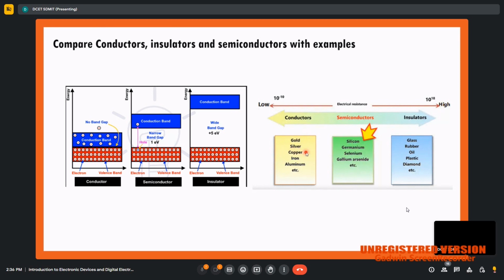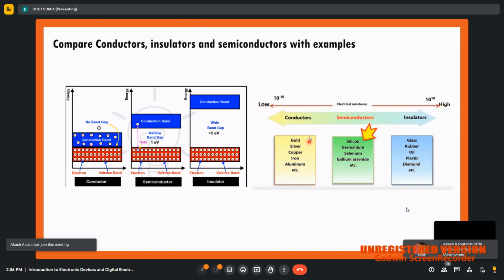Normally, when we make any external circuit, we use copper wire to connect one device to another device. Still it has some resistance, but gold has less resistance compared with copper. These are the examples of good conductors.